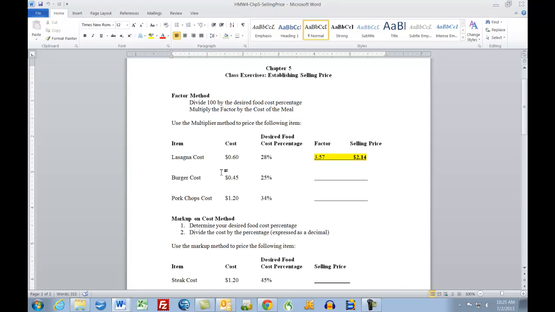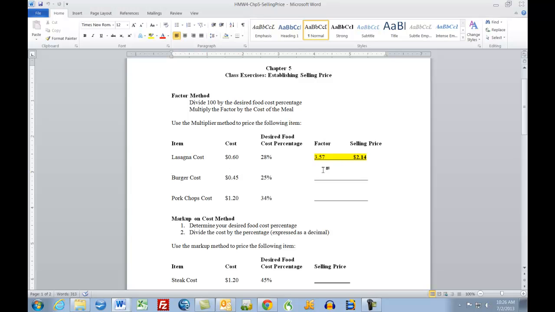All right, so for Chapter 5, homework number 4, you're required to come up with selling prices for menu items using several pricing methods. You're going to be doing the factor method, the markup on cost method, the gross markup factor method, and the TRA method. And TRA stands for Texas Restaurant Association, because they're the ones that developed that formula.